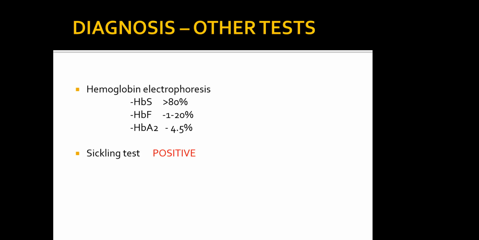So there must have been an infection, maybe actually precipitating the crisis as well. Okay. And if you do the HPLC, it will show you that there is an HbS peak as well. Yeah, and that is there. A sickling test is done on a peripheral smear, and that is also positive.